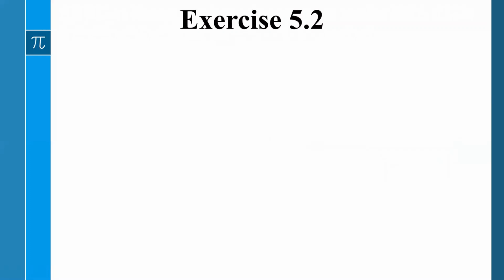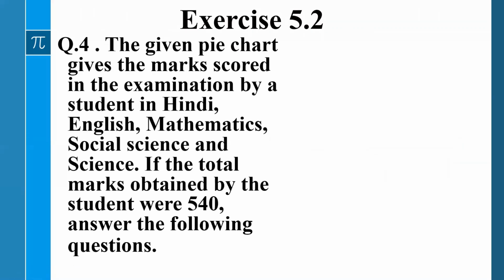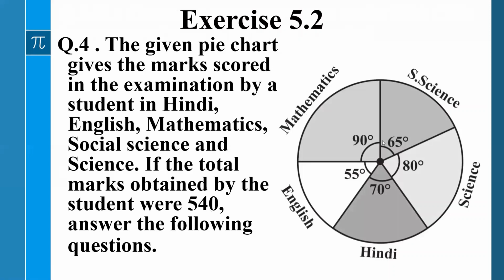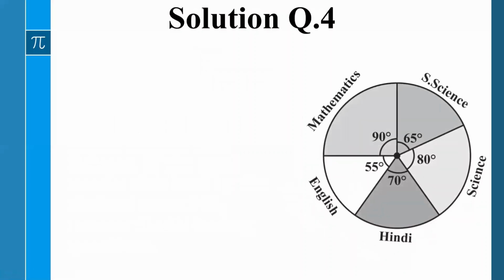Exercise 5.2, question number 4. The given pie chart gives the marks scored in the examination by a student in different subjects: Hindi, English, mathematics, social science, and science. If the total marks obtained by the student were 540, answer the following questions. So here in this pie chart, you can see the degree of angle is given for each subject. Okay, so here question number 1.